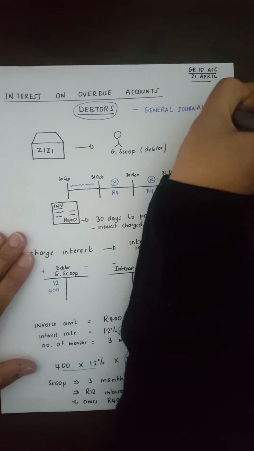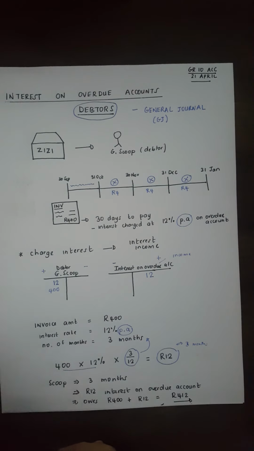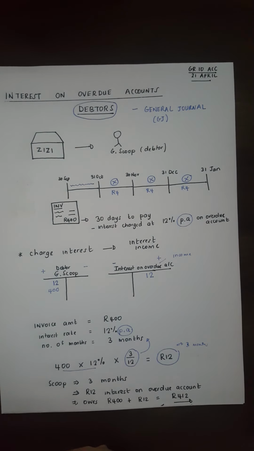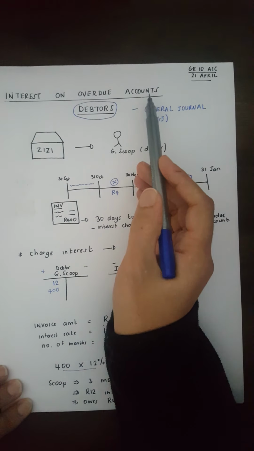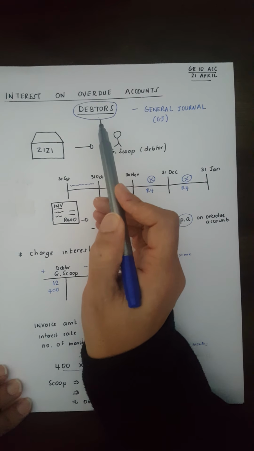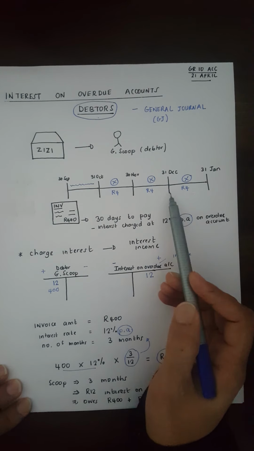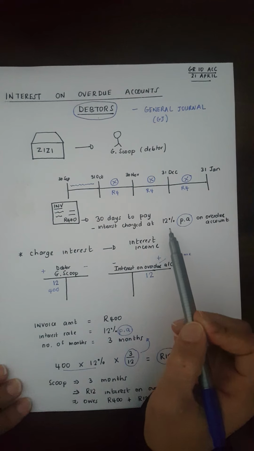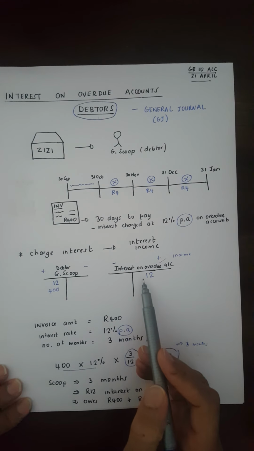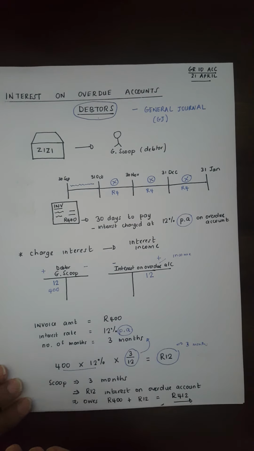It's a transaction that we're going to see now. I'm going to go through the general journal with you. What we did yesterday was bad debts, and now we're doing interest on overdue accounts. Remember, we have interest on overdue accounts for debtors, and then we're going to do interest on overdue accounts for creditors. The debtors are owing us money, their accounts become overdue, and we charge them interest, which becomes an income for us. So remember this transaction, and now we're going to go through the example in the work.